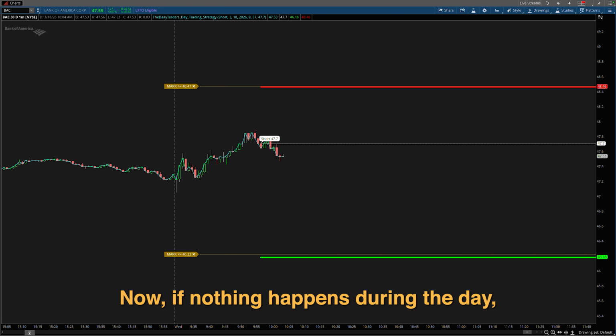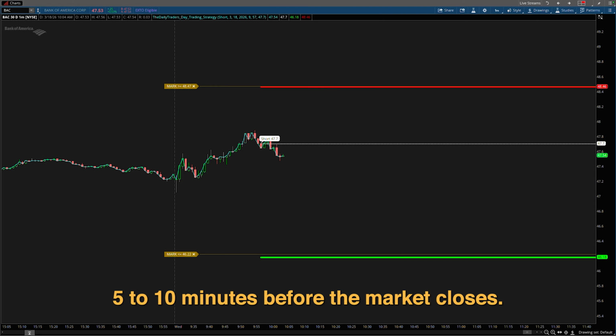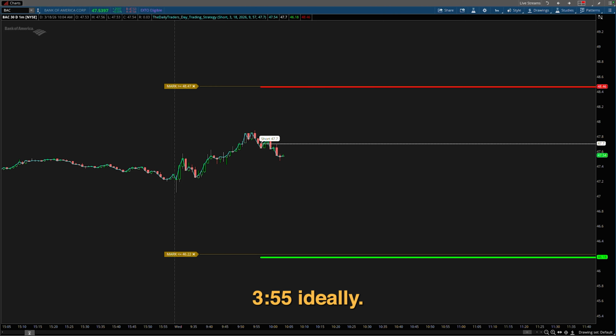Now, if nothing happens during the day, we're going to still close that trade out. We're going to close it out 5 to 10 minutes before the market closes, 3:55 ideally. Now, obviously, I ended up getting off of my live trading call because on average, it takes about 2.5 hours for these trades to play out and hit my take profit or stop loss. So at that point, it then just comes down to being patient.